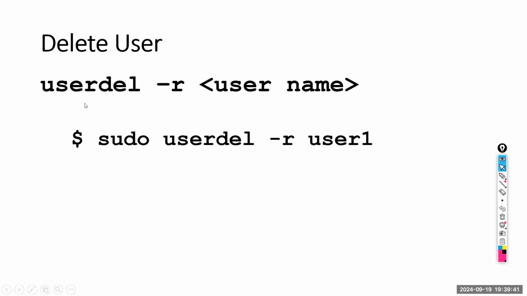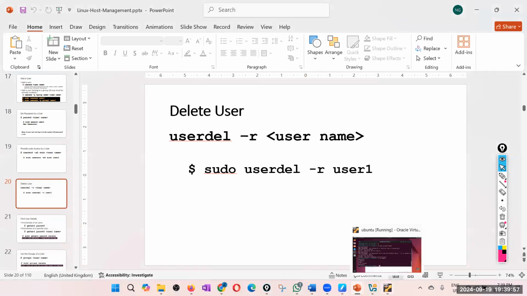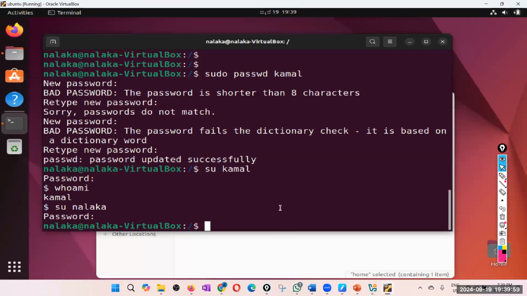And this is how you delete a particular user. userdel -r, where r means recursively, then the username. So it will delete the user. Okay, let's see whether we can delete one of the users. Say sudo userdel -r, let's delete the command user.